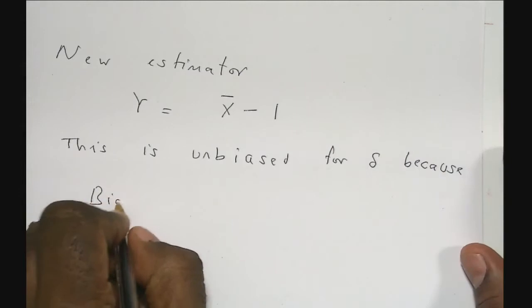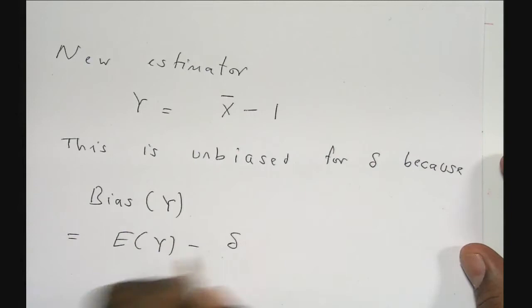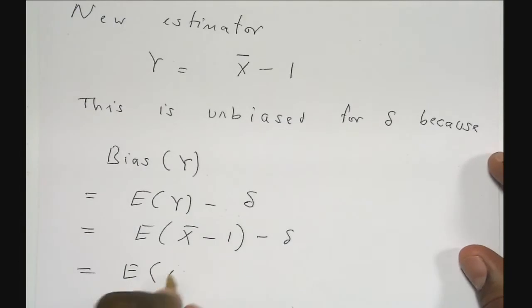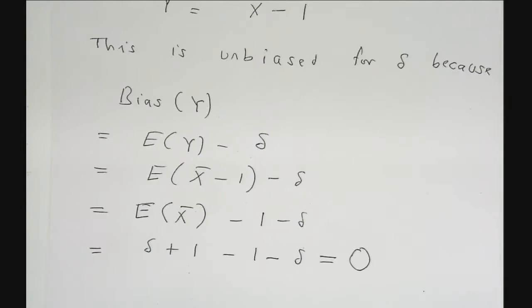the bias of y, which is the expectation of y minus delta, which is the expectation of x bar minus 1 minus delta. We know this is delta plus 1. Alright, so hence the new estimator, which I called y, has bias equal to 0, right? And hence it is an unbiased estimator for delta. Well, that's the second part.